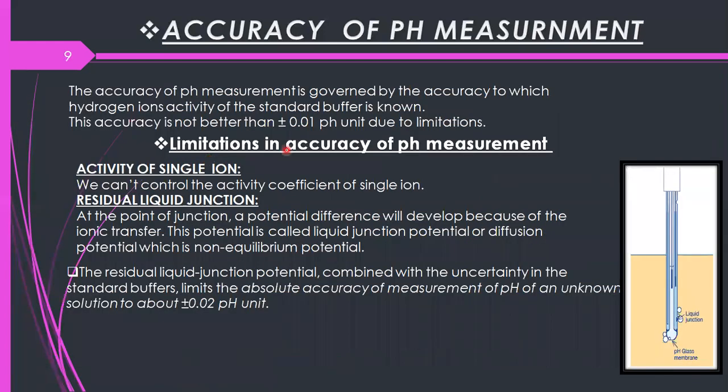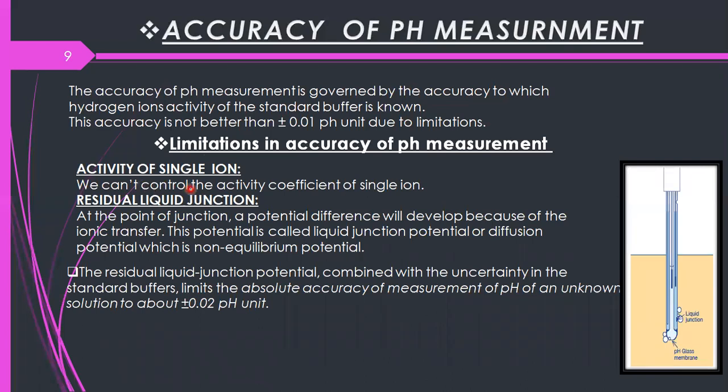Accuracy of pH measurement is governed by the accuracy to which the hydrogen ion activity of the standard buffer is known. But the accuracy is not better than 0.01 pH unit due to certain limitations. The first limitation is the activity of a single ion, and the second one is the residual liquid junction.